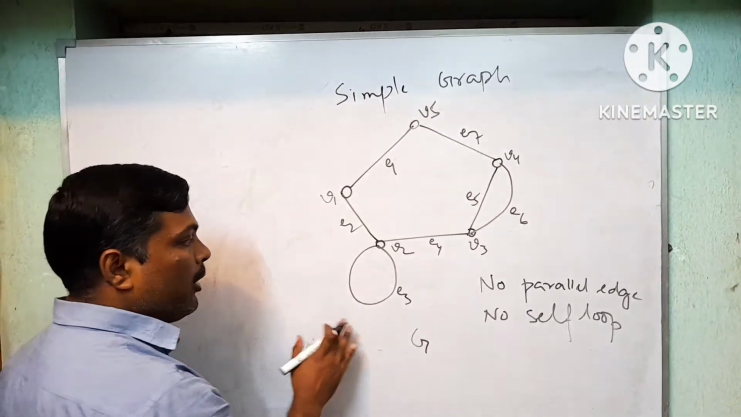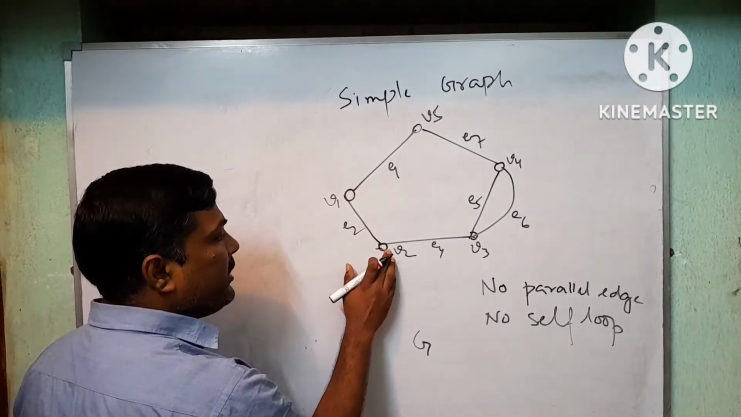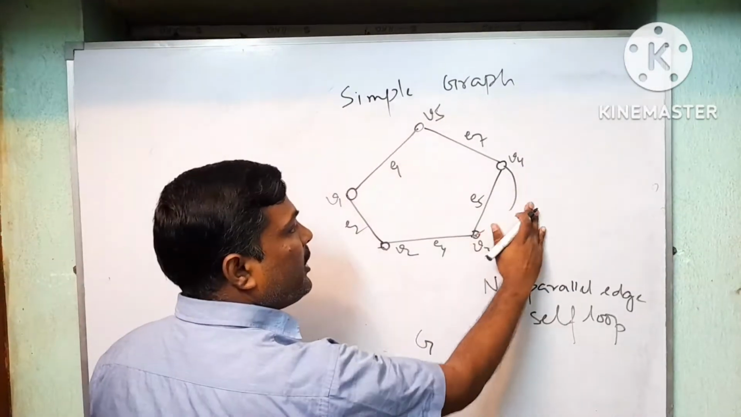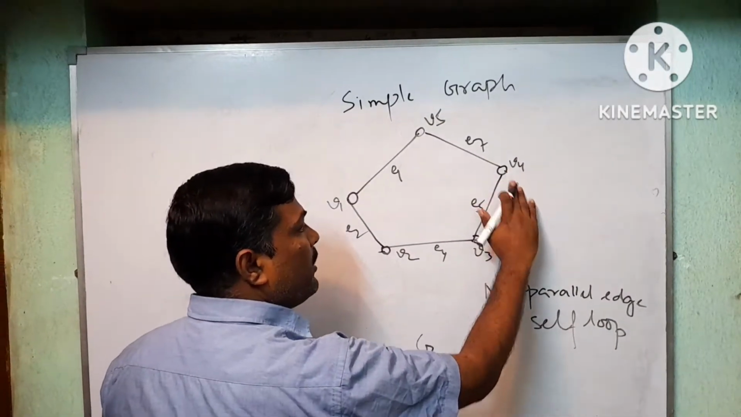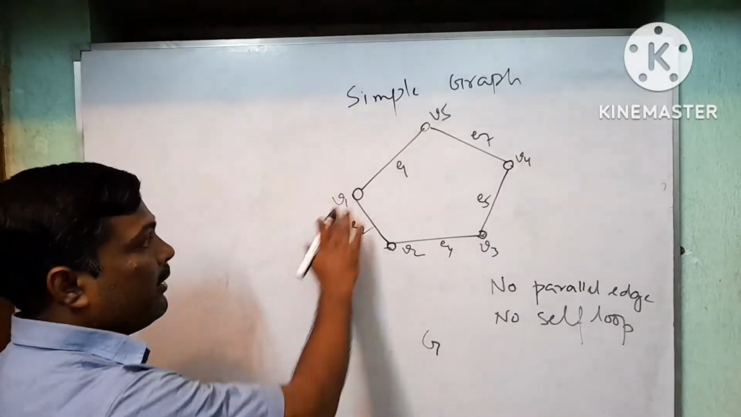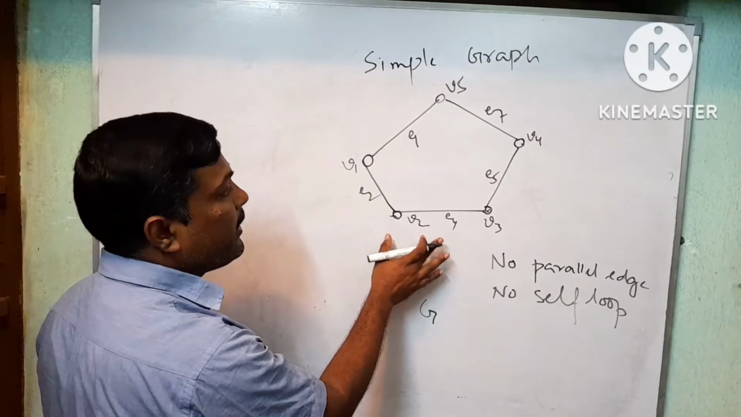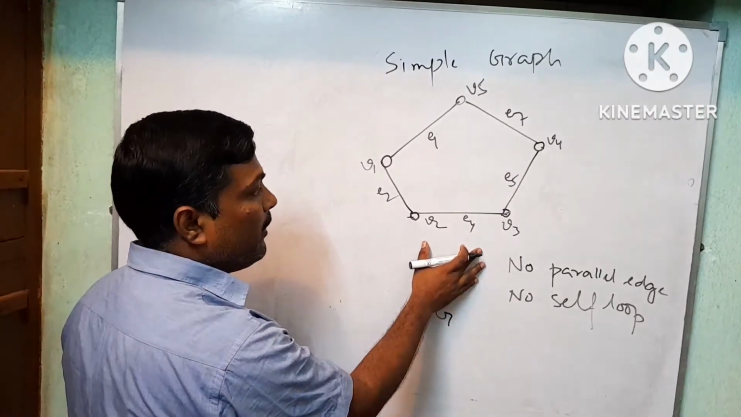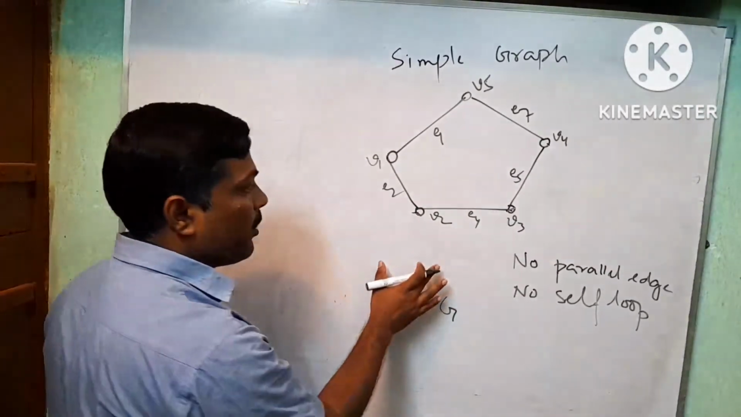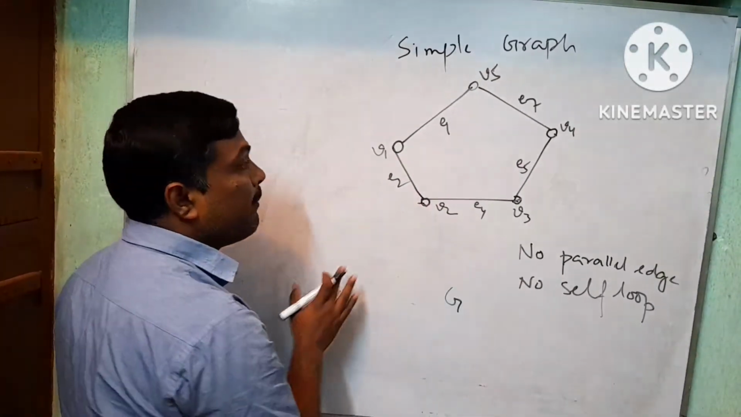Now suppose we delete this edge E3 and any one of the two edges E5, E6, say we delete E6. Now this is a graph having no parallel edge and no self loop, so this is a simple graph. The previous graph was not a simple graph. So a simple graph means a graph having no parallel edge and no self loop.